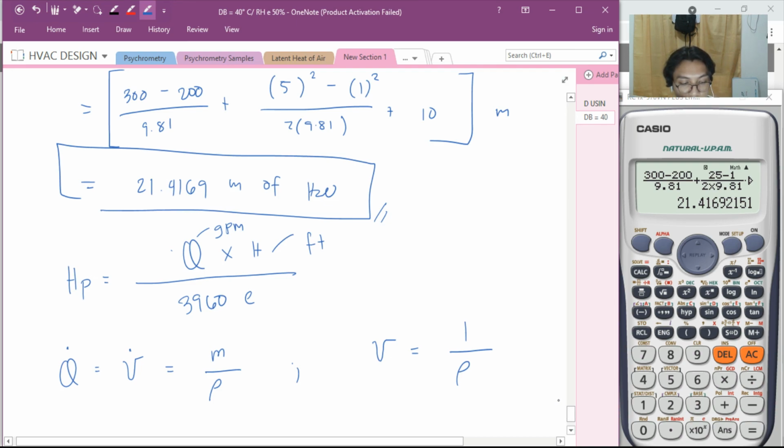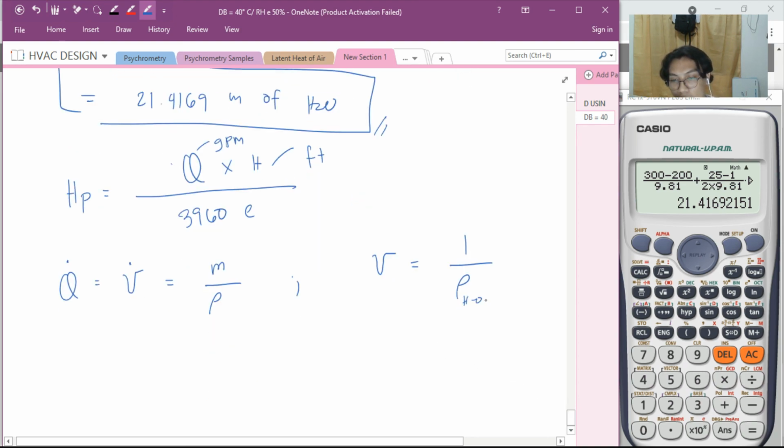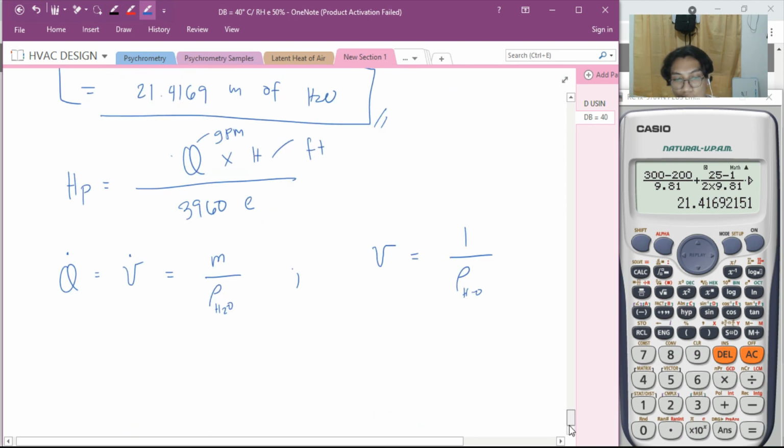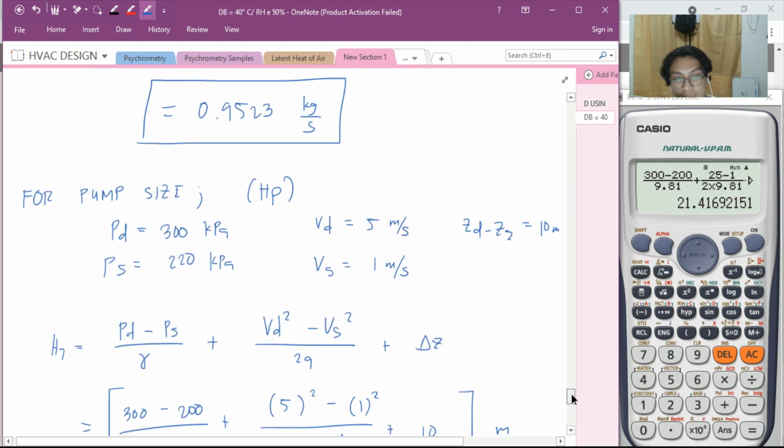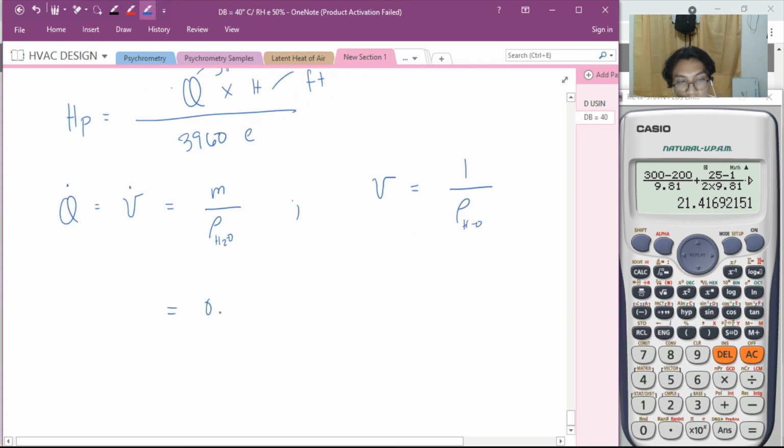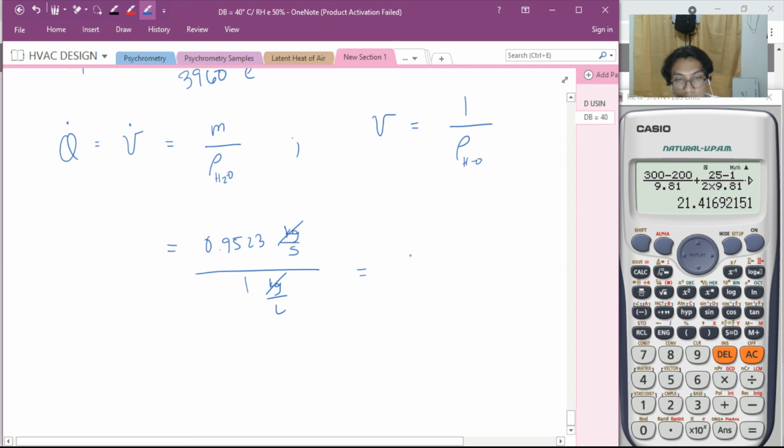Pero, take note, di ba ang volume, specific volume, that is reciprocal nung density? Pwede naman, mass over density. Ang water naman, hindi magbabago. Water pa rin to. Okay? So, mass. Yung mass na nakuha natin for makeup water, that is 0.9523 kilogram in every second divided by 1,000 kilogram per cubic meter. Kaya lang, gusto ko naka liter. 1 kilogram in every liter. Ang lalabas dyan, liter per second. So, that is 0.9523 liter in every second.